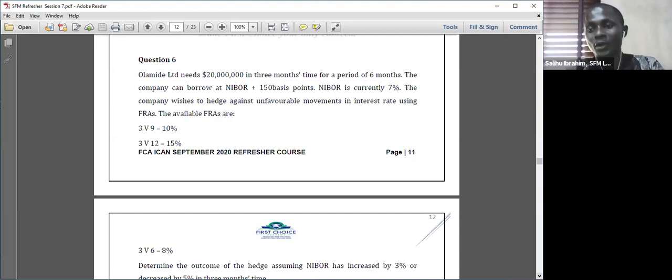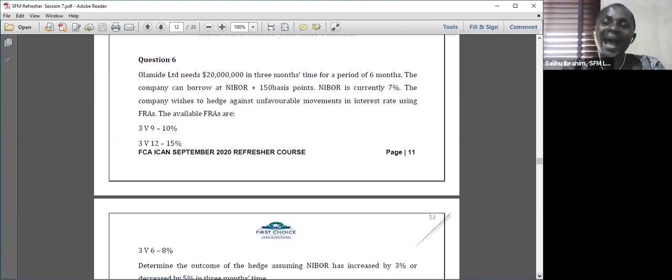In Nigeria here, we call it NIBOR. NIBOR means Nigeria Interbank Offer Rate. While in the US, they call it US Prime. Now, a company cannot borrow at NIBOR because NIBOR is the risk-free rate. I believe we all know what is risk-free rate at this level. This is just a lecture class, so I'm taking my time to refresh your memory.